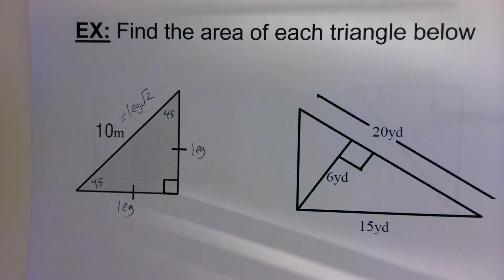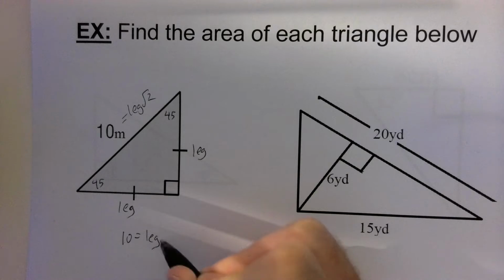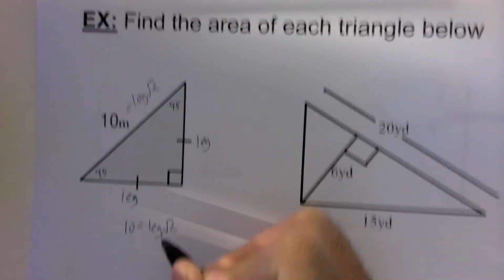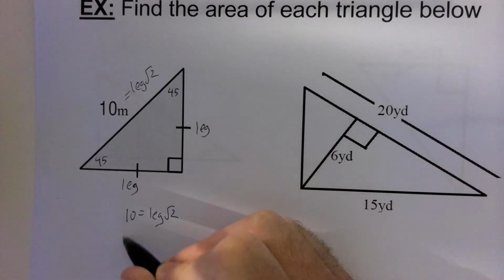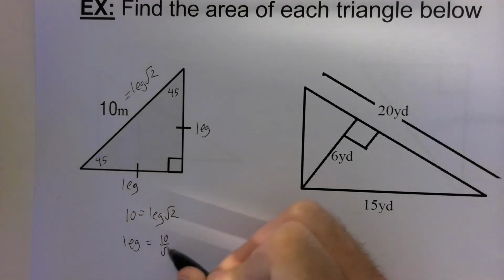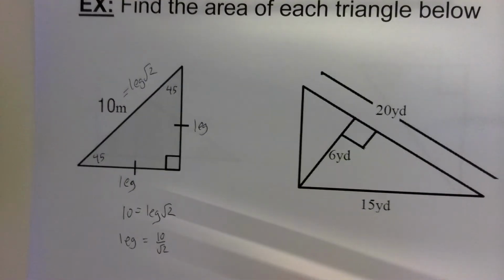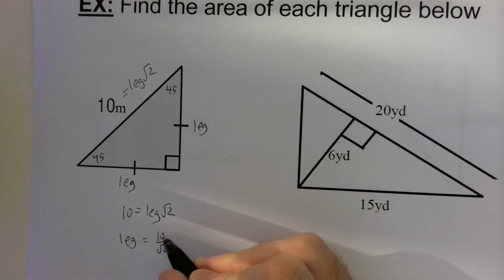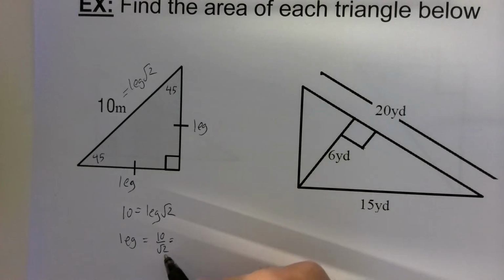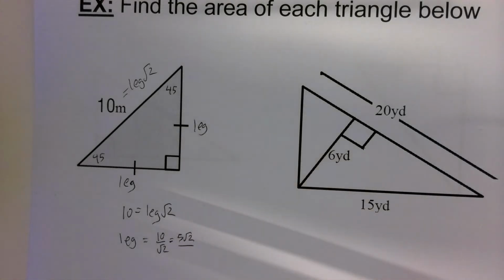Okay, so to figure out the length of each of those legs, we'll say 10 equals leg squared of 2, and then we saw before we divide by square root of 2, so each leg is going to be 10 divided by square root of 2. And then if you remember the trick there, it's divide by 2 multiplied by square root 2 whenever you rationalize that denominator. So that's going to end up being 5 square root 2 for each leg.